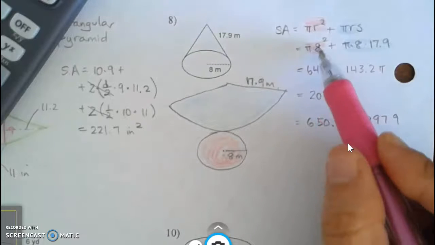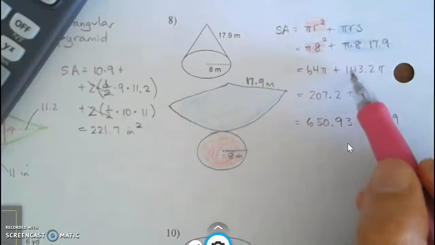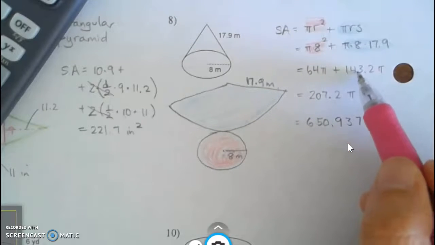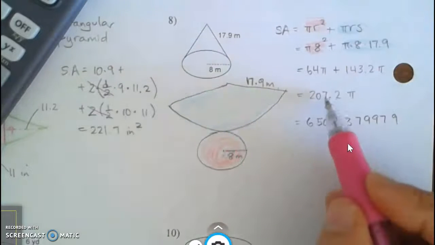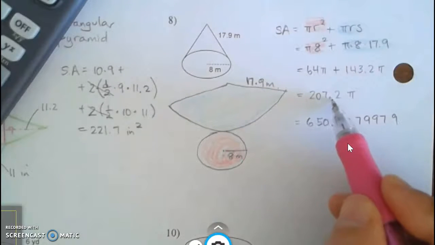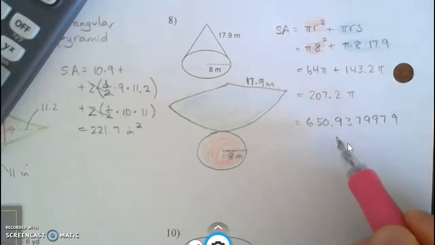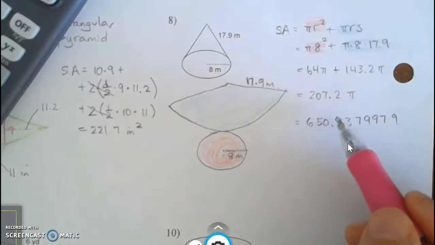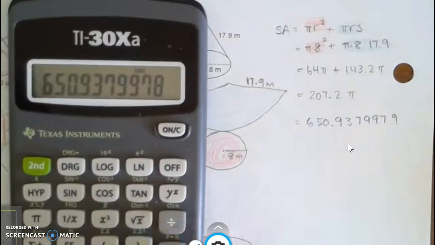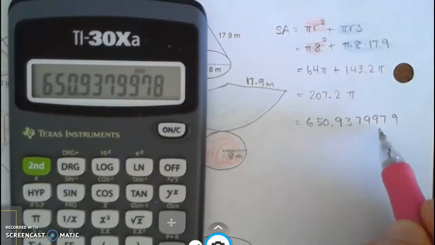When I use the calculator, 8 squared is 64 pi for the area of the circle, and 143.2 pi for the area of the blue sector. You add that up, you have 207.2 pi, and since we are leaving the answer to 1 decimal place, I am going to use the pi value from the calculator, or 3.14. And if I use the pi value from the calculator, this is the answer I get.